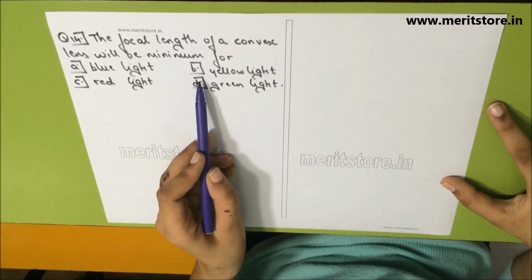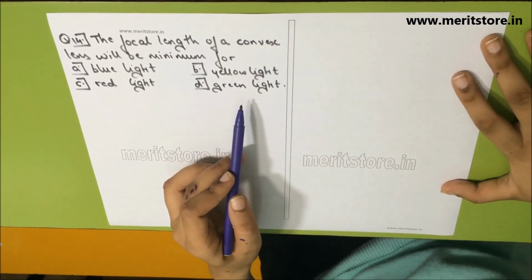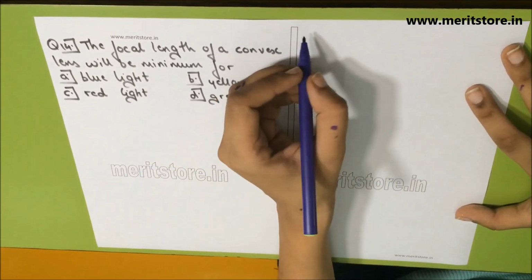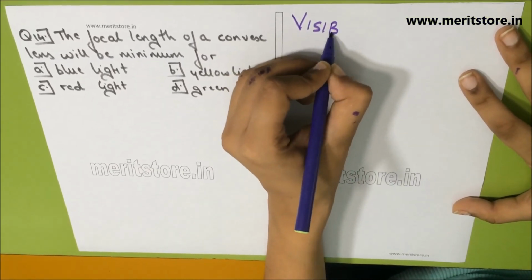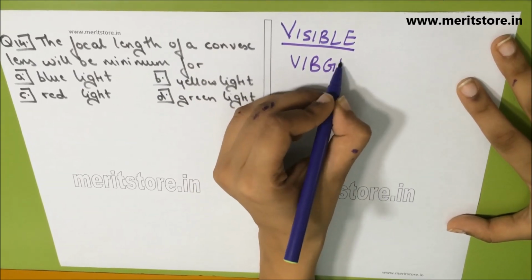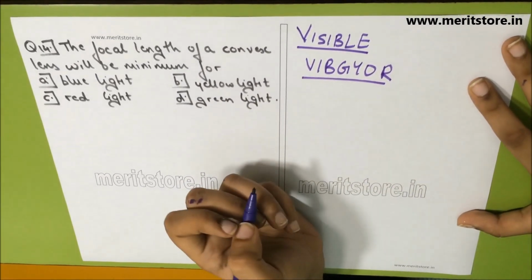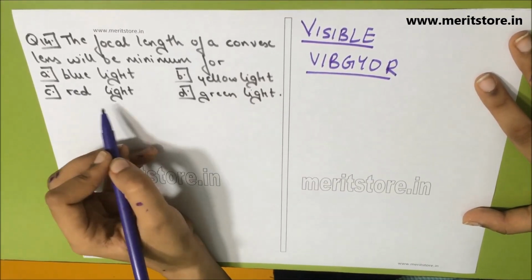The focal length of a convex lens will be minimum for A. blue light, B. yellow light, C. red light, D. green light. Over here we are talking about a focal length of the visible light rays. So the ultraviolet rays or the infrared rays are not visible. The visible light rays can be termed as VIBGYOR, the range of colors which are visible to human eyes. Over here 4 options are given to us: blue, yellow, red and green.